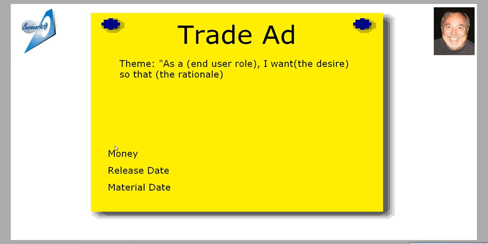Mike Cohn is one of the leading authors of the Agile movement, and he developed a story template, which I display up here in the theme. And he identifies who the end user is, what the end user wants, and why in a single sentence.